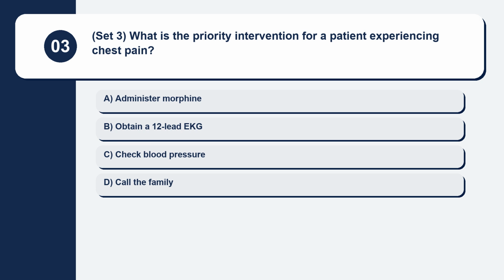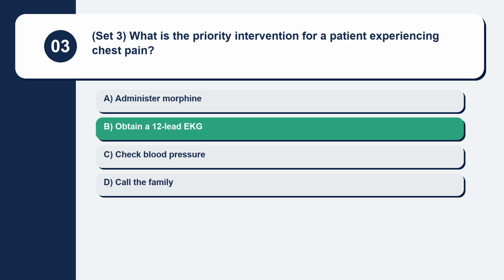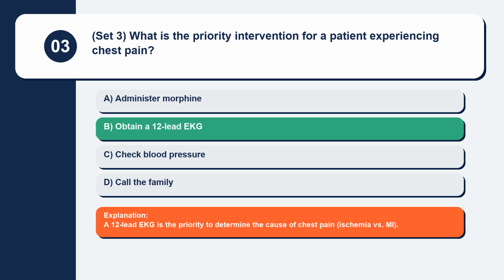Question 3. Set 3. What is the priority intervention for a patient experiencing chest pain? Administer morphine. Obtain a 12-lead EKG. Check blood pressure. Call the family. A 12-lead EKG is the priority to determine the cause of chest pain, ischemia versus MI.